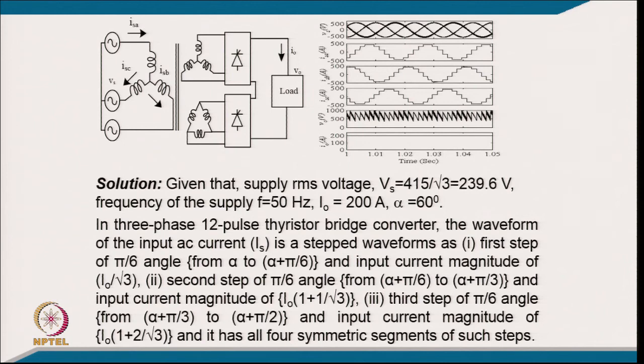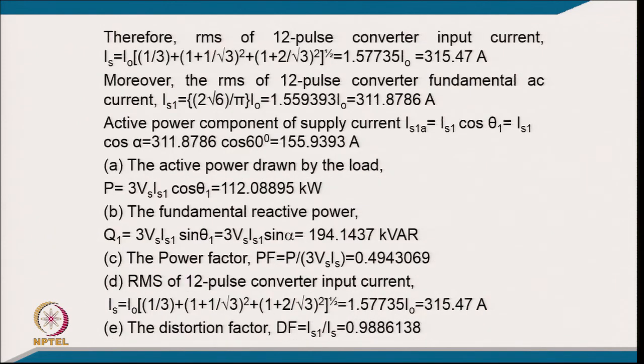Second step will be of angle pi by 6, from alpha plus pi by 6 to alpha plus pi by 2, and input current magnitude will be I0 (1 plus 1 by root 3). Third step will be again of pi by 6 angle, from alpha plus pi by 3 to pi by 2 plus alpha, and input current magnitude of I0 (1 plus 2 by root 3), and it has 4 symmetrical segments of such steps.